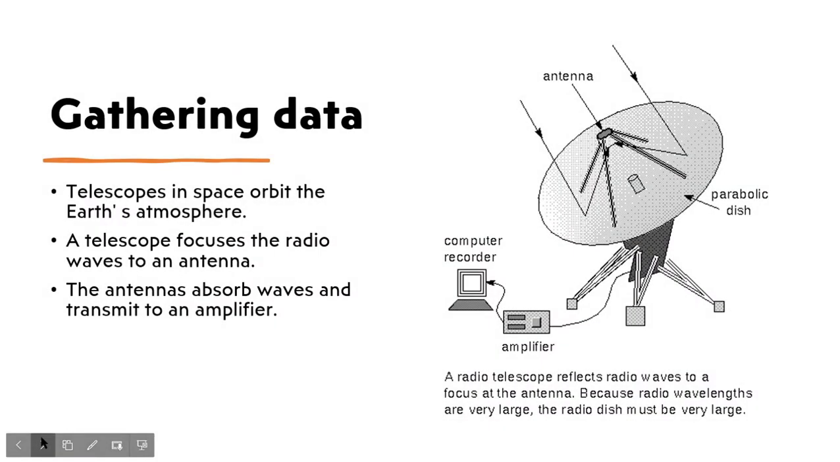How do radio telescopes gather data? How does a radio telescope actually gather data? The radio telescope focuses the incoming radio waves on an antenna, which absorbs and transmits these waves to an amplifier, just like a radio antenna. Space telescopes orbit above the Earth's atmosphere and thus produce clearer images than Earth-based telescopes.